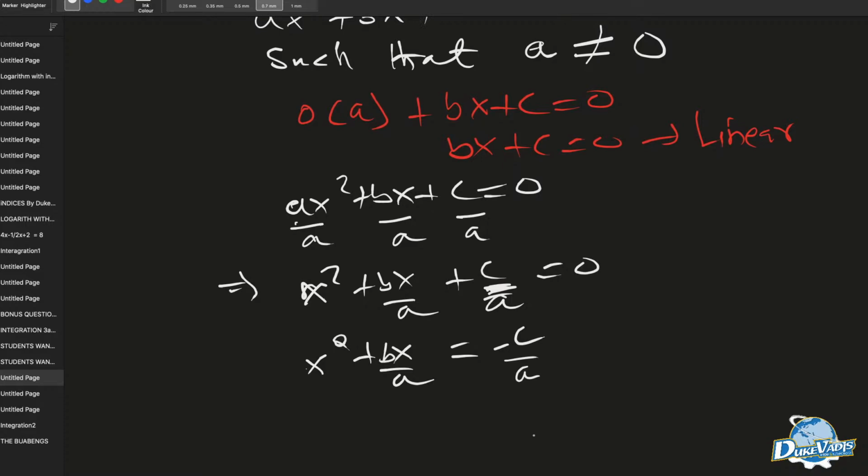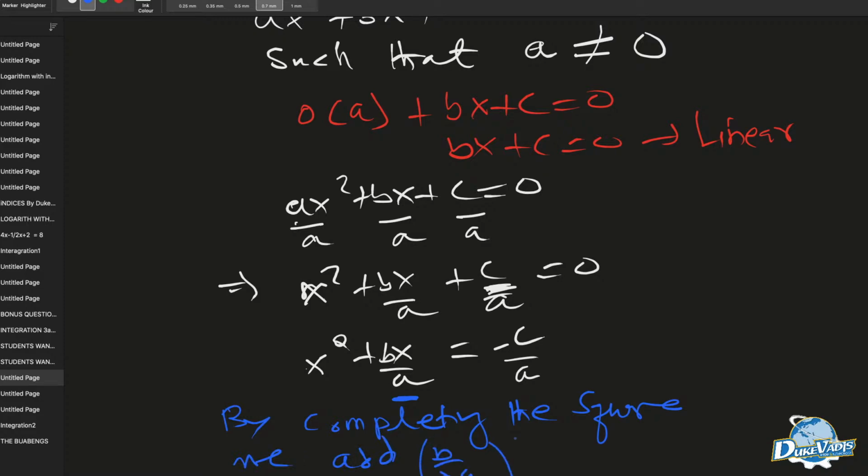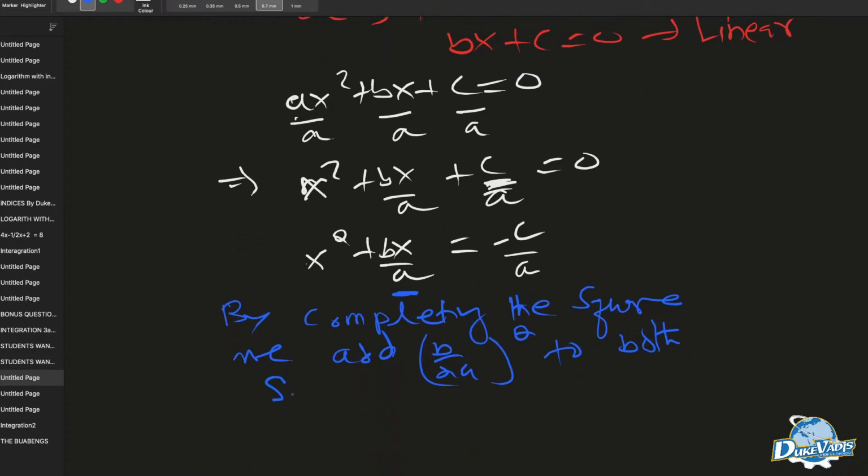If we want to complete the square of this equation, then we need to halve the coefficient, square it, and add it to both sides of the equation. So we say by completing the square, we add b over 2a squared to both sides of the equation.